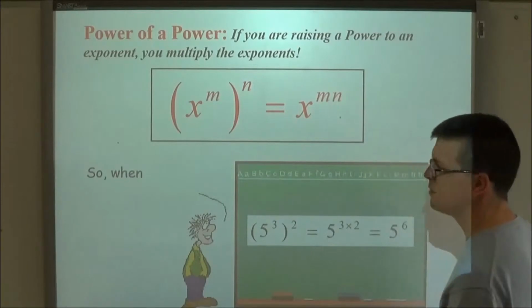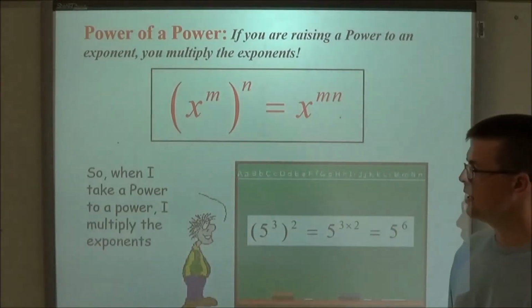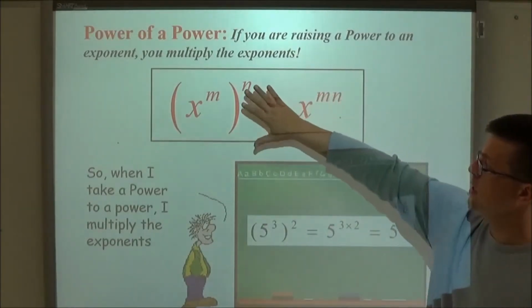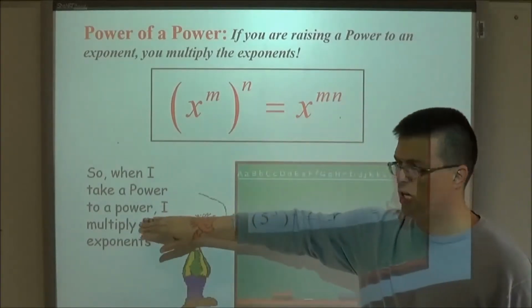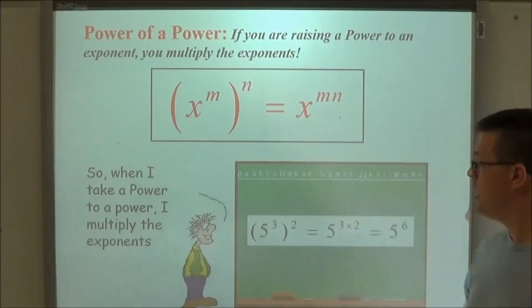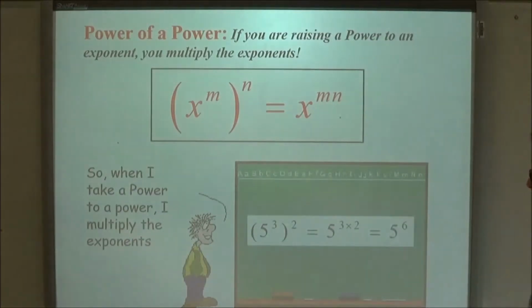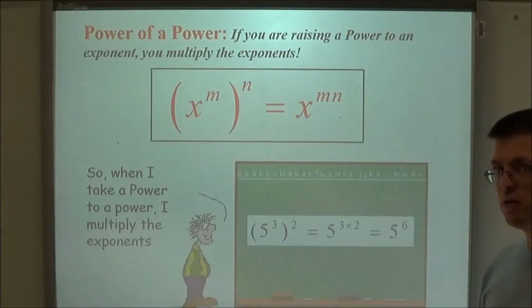So, when I take a power to a power, I multiply the exponents. Okay? You need to get down what's up here, and especially this right here, because this is just almost like repeating what this is saying up here. If you want to get down to this sample problem, you can, because it's another sample problem that can help you understand what we're doing. You may pause the video to do that if you wish.